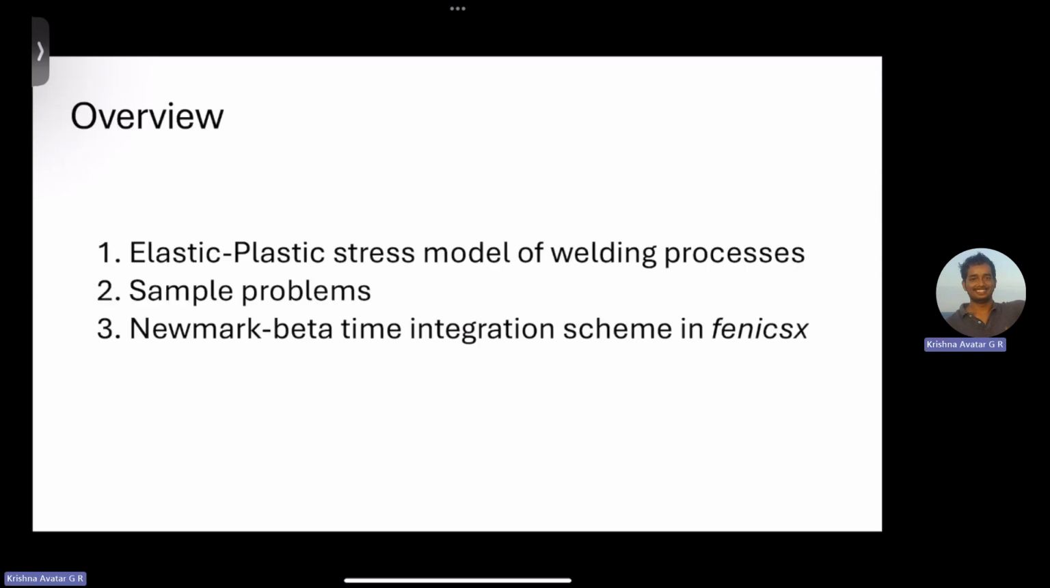So today, what is on our agenda is we'll be reviewing the concepts that we discussed during the 9th week of this course, which was essentially the elastic plastic stress model of welding processes. And we will be solving a few sample problems. And if time permits, I'd also proceed to talking about the Newmark beta time integration scheme in Phoenix. So this is the agenda for today.